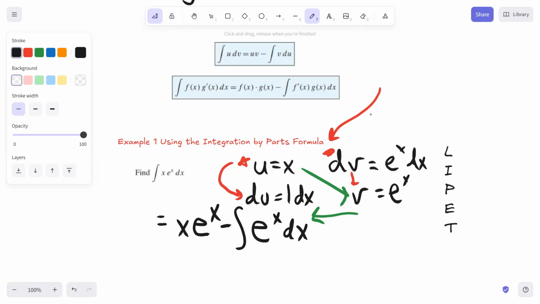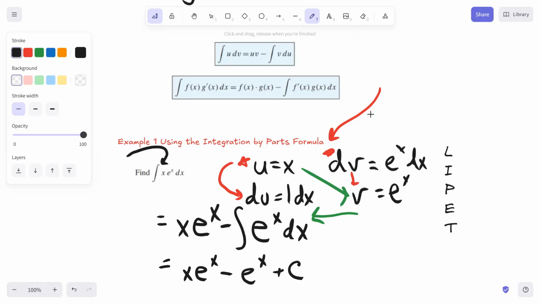Now, we're not done with this problem, but notice that in the new integral, the minus the integral of v du, it's just the integral of e to the x, which is e to the x plus c. The problem is, in the original integrand, there was that x multiplying the e to the x, so you couldn't use u substitution there. But we can use integration by parts.